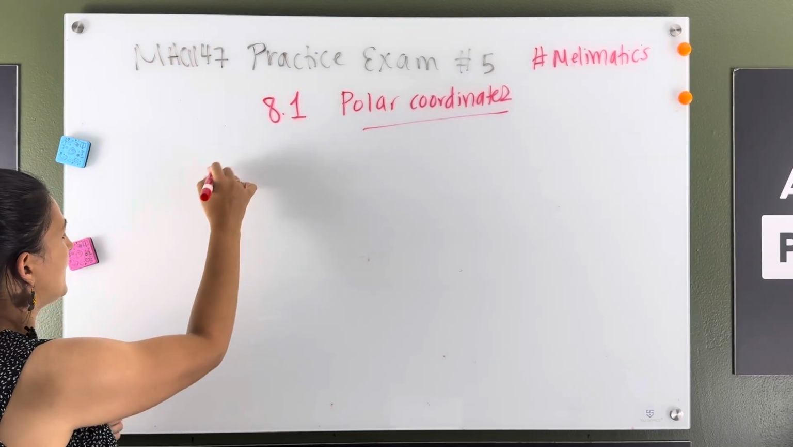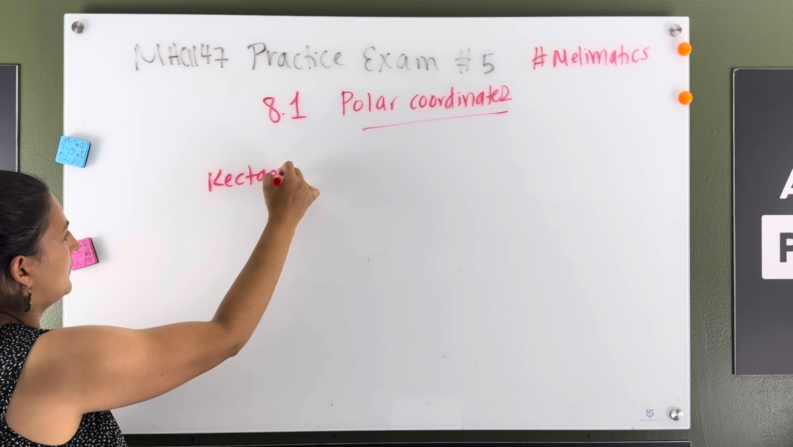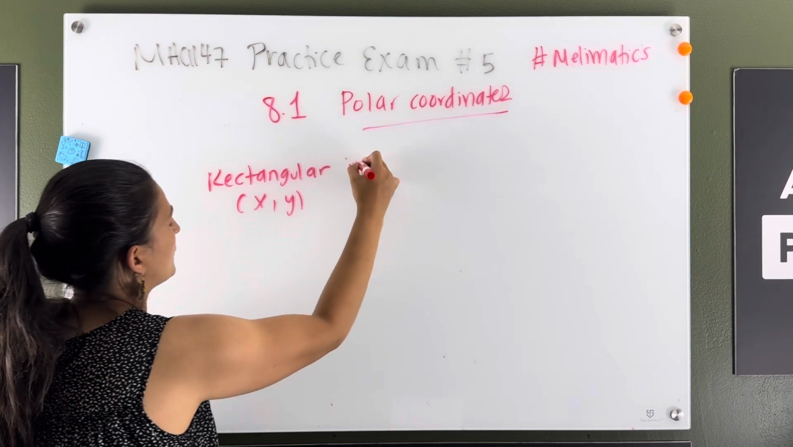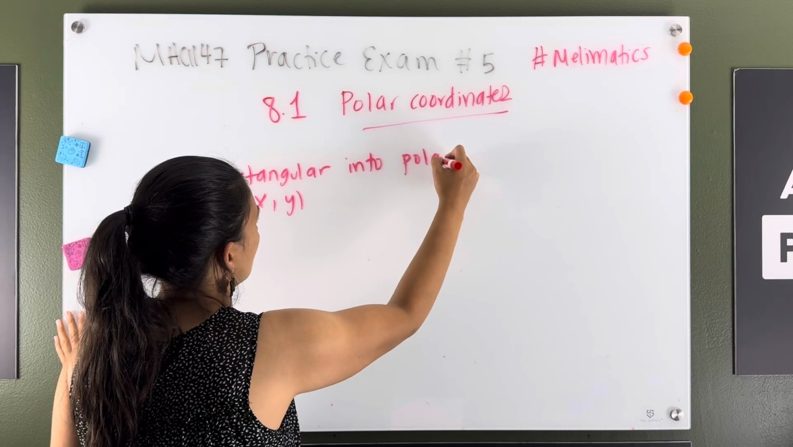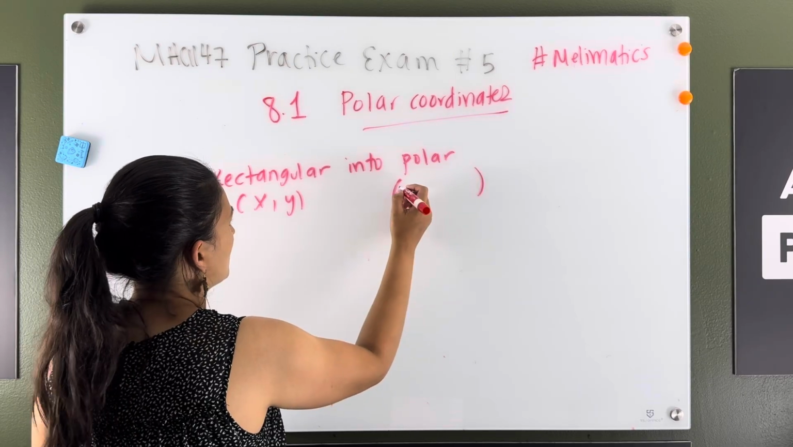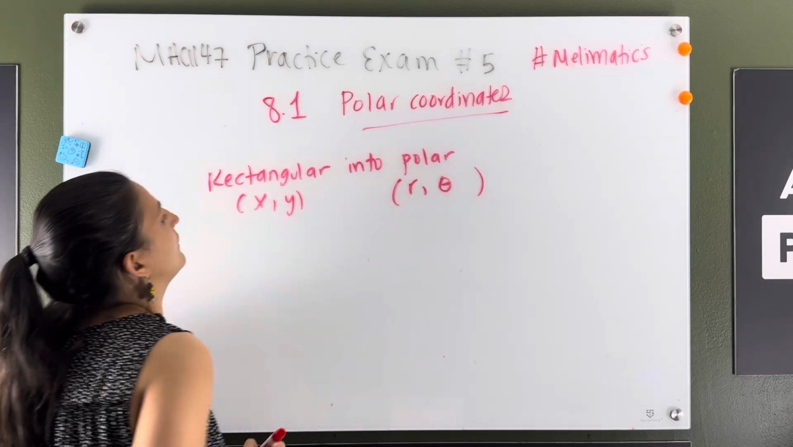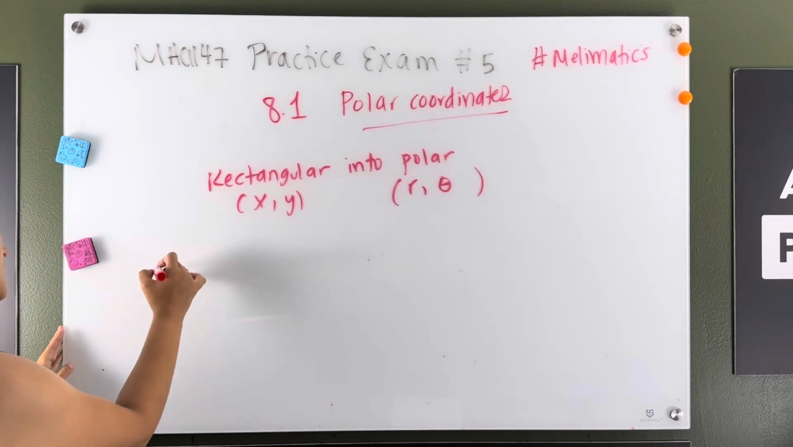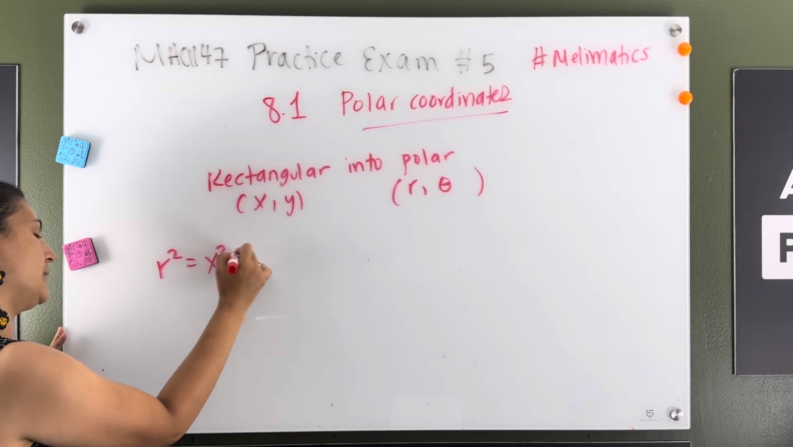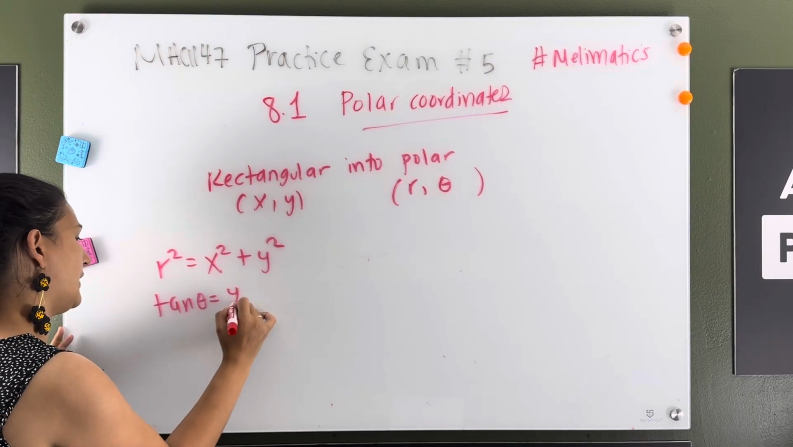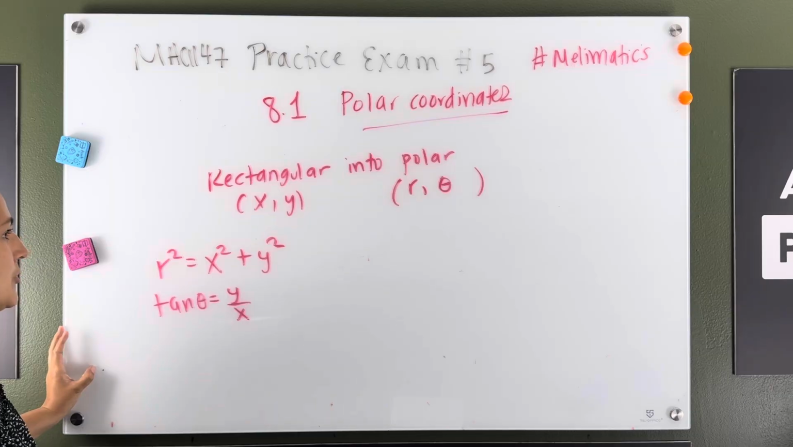So to turn rectangular, which is x comma y, into polar coordinates, which is r comma theta, then we have to use the fact that r squared is x squared plus y squared, and tangent theta is y over x. So let's just plug in.